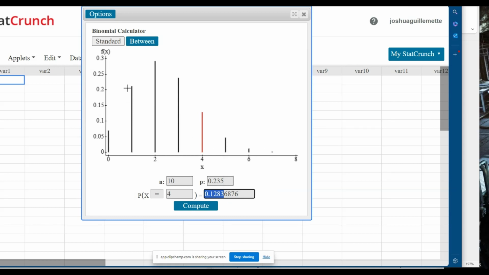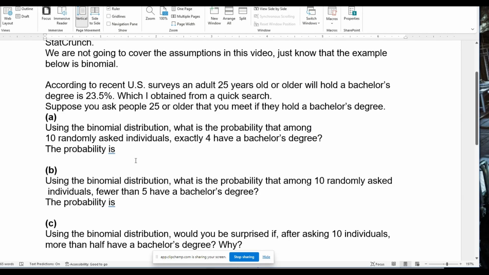And what you'll see here is the binomial distribution. Not really likely to have 7 or 8 with a bachelor's degree. Much more common to have 2 people, less common to have 4 people. Okay, and so you can see this red bar right here is the exactly 4. So now I'm going to switch back over and let's go ahead and paste that in. So there is the probability, which is 12.83%.